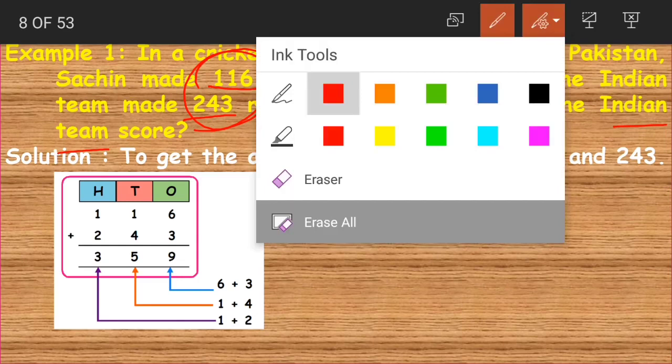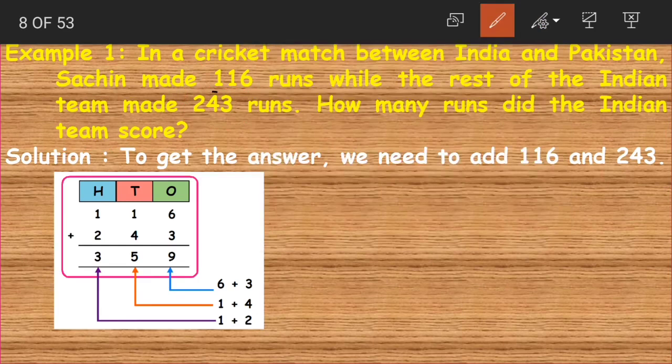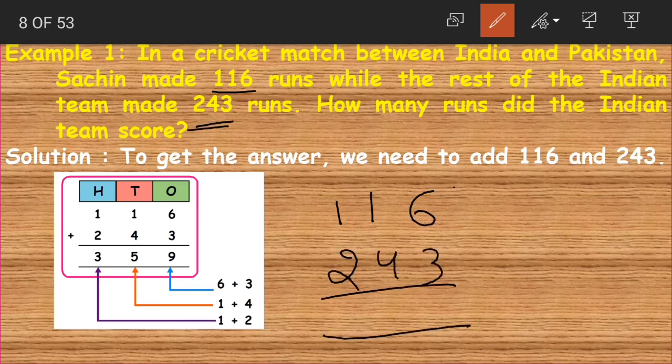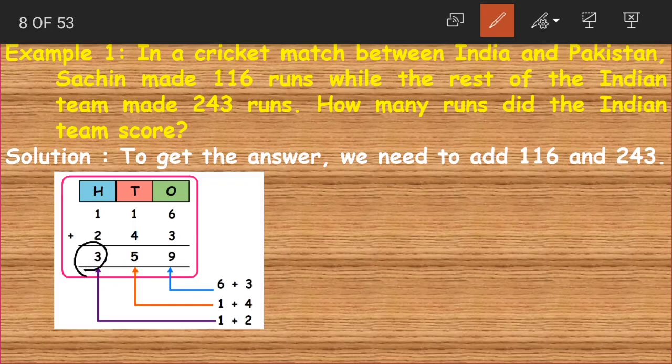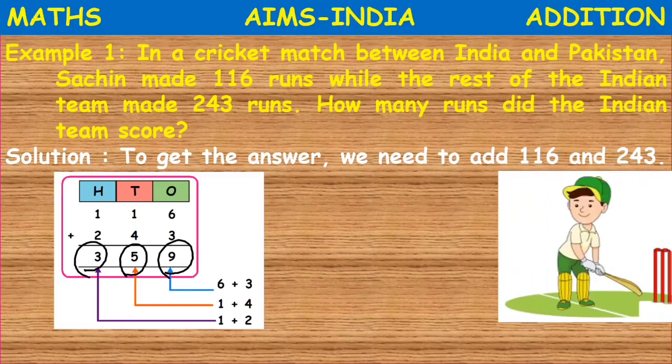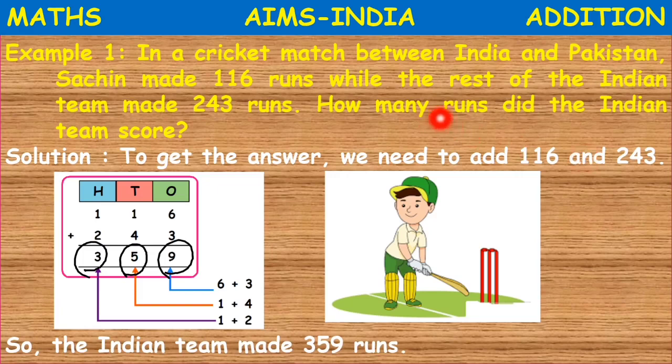Now how will we do it? As shown in the picture here, we first wrote the number 116 and then 243. How did I say? We'll start counting from the ones. 6 plus 3 becomes 9, and then 1 plus 4 becomes 5, 1 plus 2 becomes 3, right children? What answer did we get? 359. So we can say that the Indian team made 359 runs.